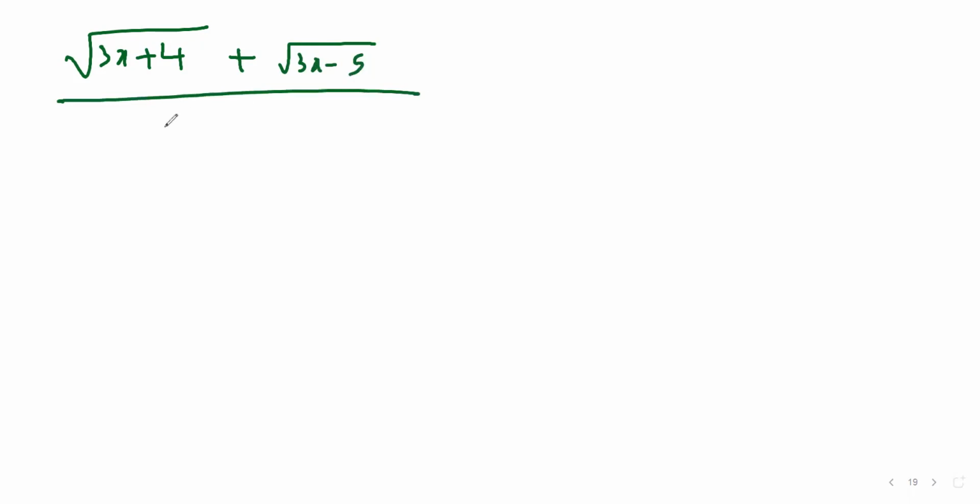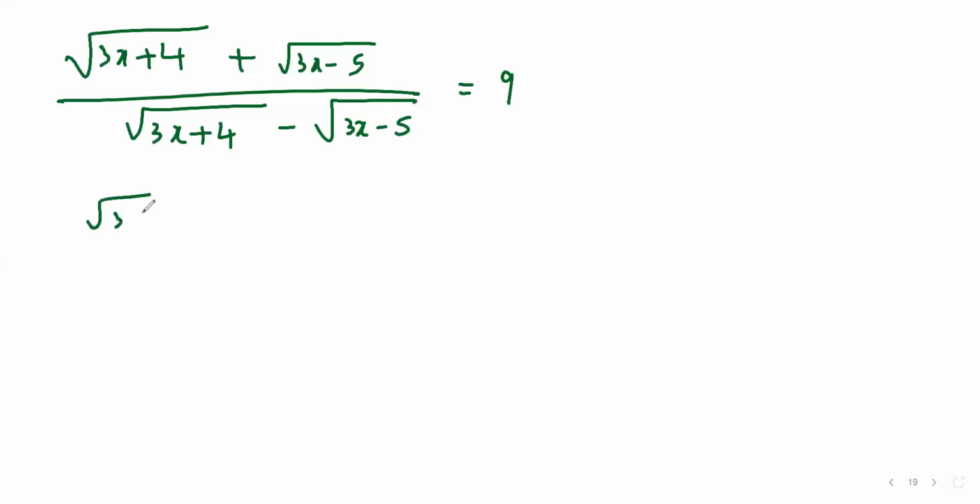So then they can ask you using properties of componendo and dividendo, or they will say using properties of proportion: solve for x given root of 3x plus 4 plus root of 3x minus 5 upon root of 3x plus 4 minus root of 3x minus 5 is equal to 9. So when you use componendo dividendo, you get, I'll solve it.